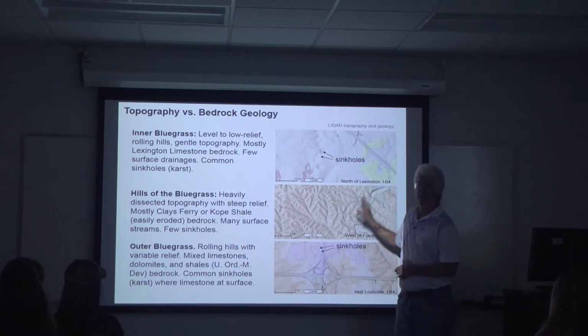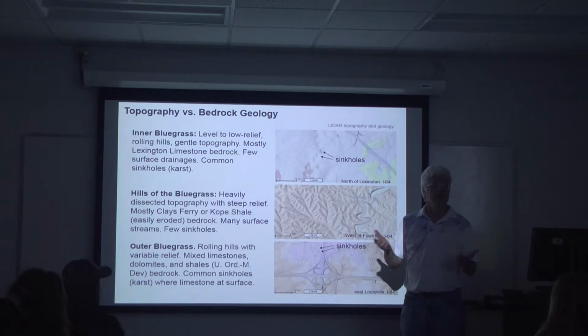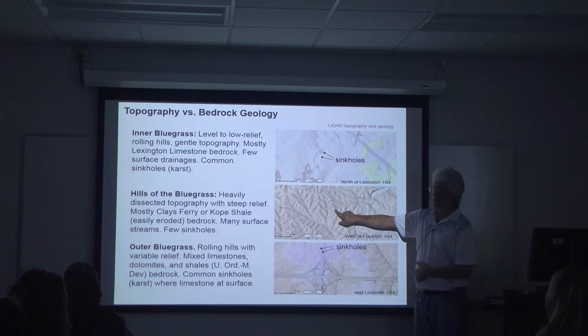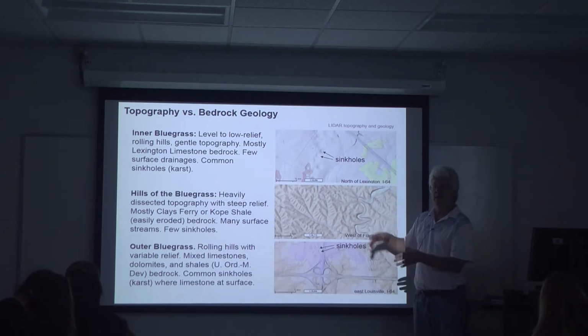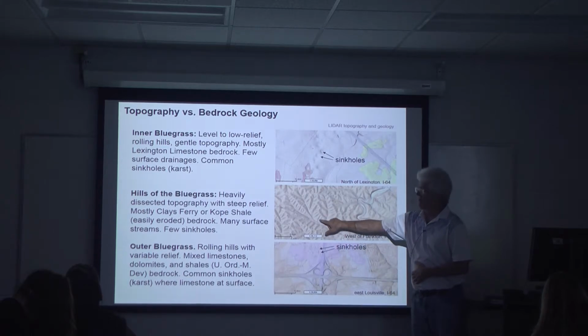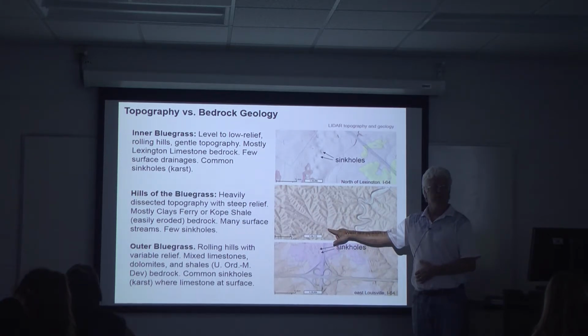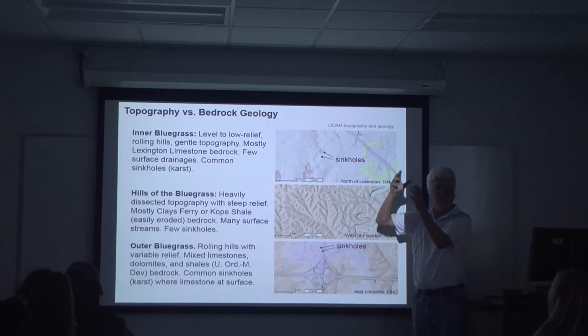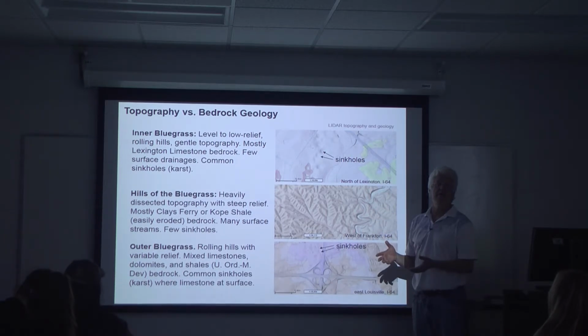All right. There's not much topography here. It's level land, level horse farms. Okay, that's pretty typical of the inner bluegrass where you have this thick limestone underneath. And you go to the hills of the bluegrass, and you can see this big difference in what the topography looks like. You have a really dissected topography. There's lots of little drainages and little creeks and things in here. All right, that's because you have this thick shale. And that thick shale is just weathering really easy. It's eroding really easy.